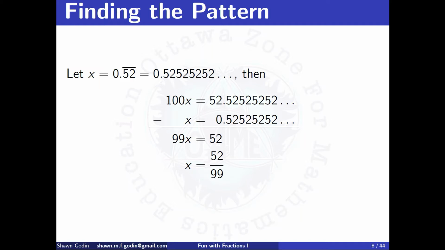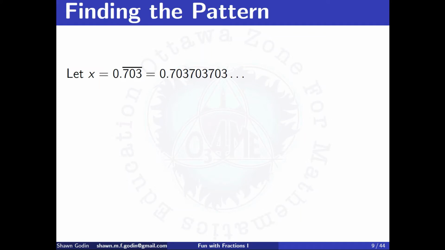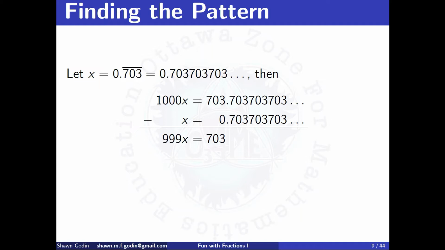Now I'm starting to see a pattern form here. Let's go one further to see if it keeps working. So if I've got something like 0.703 repeated, so 3 digits in the period, I multiply it by 1,000 to get the decimal parts the same as the original. Subtract the original. 999x equals 703. So x equals 703 over 999.